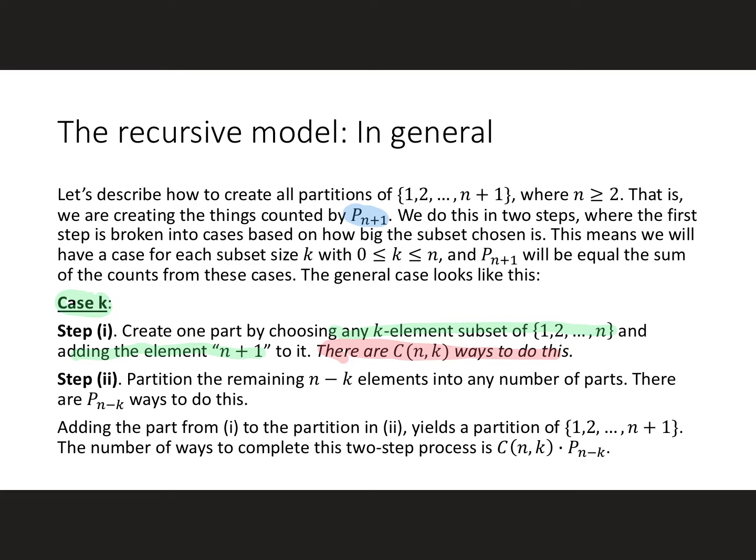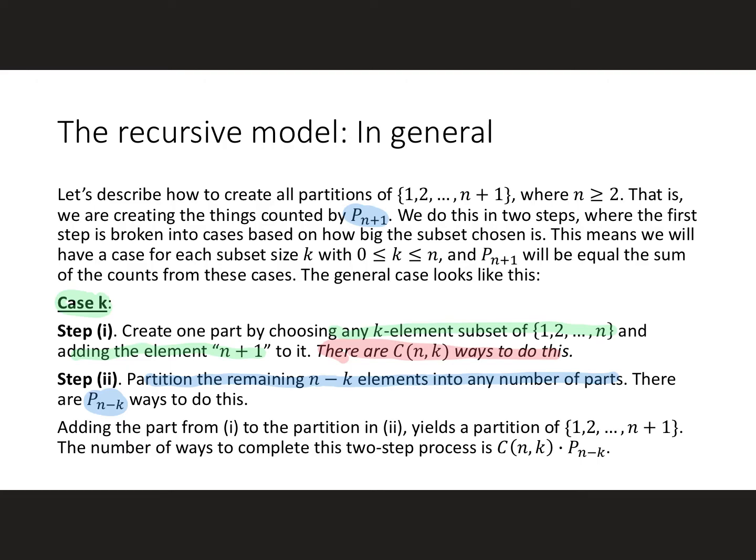Once you do that, you're going to have n minus k elements remaining. You will have taken k elements of 1 through n away, and you will have the other n minus k elements of that set left that still need to be partitioned. And you can partition those into any number of parts that you want. And so the number of ways to partition n minus k elements into any number of parts, that's what p sub n minus k represents. So in terms of the notation we have here, there are n choose k ways to do step 1 and p sub n minus k ways to do step 2.